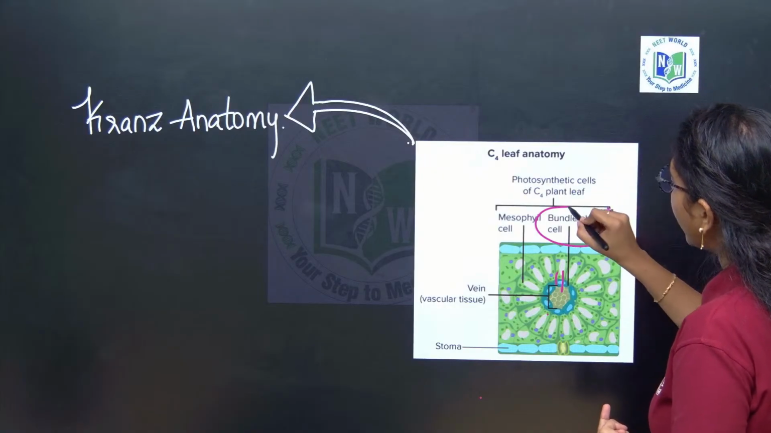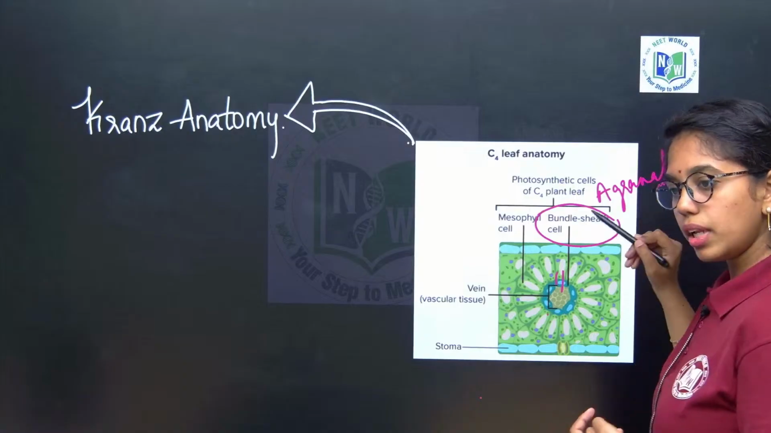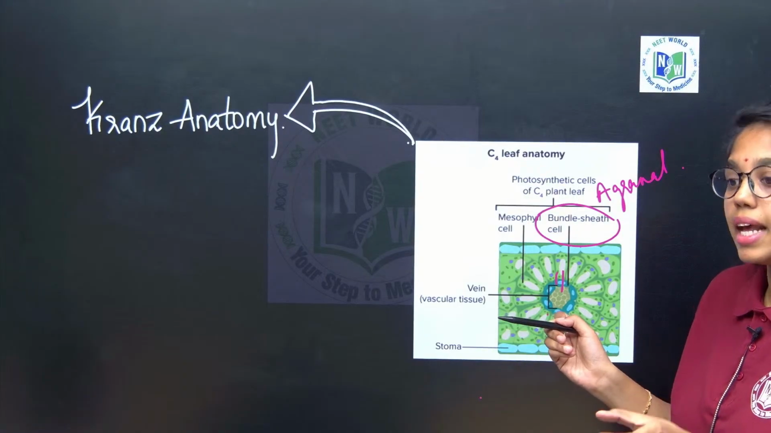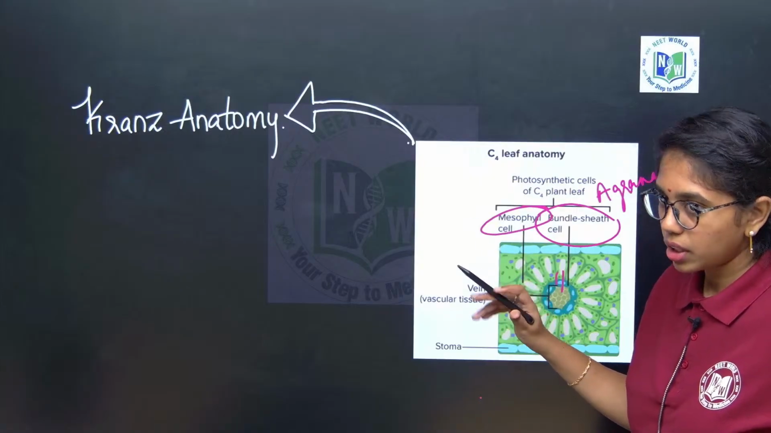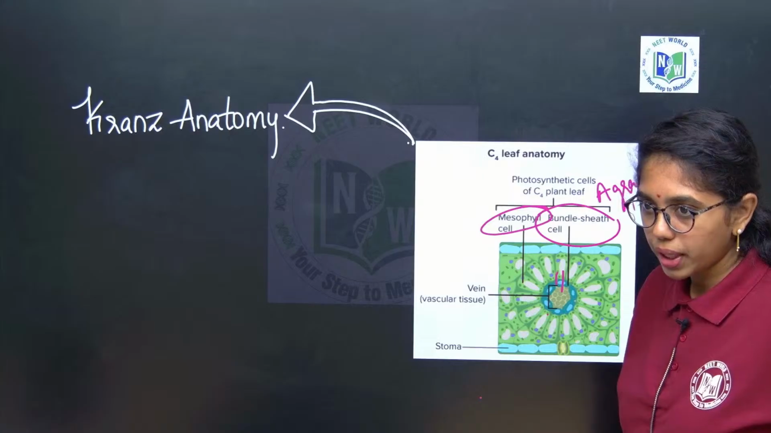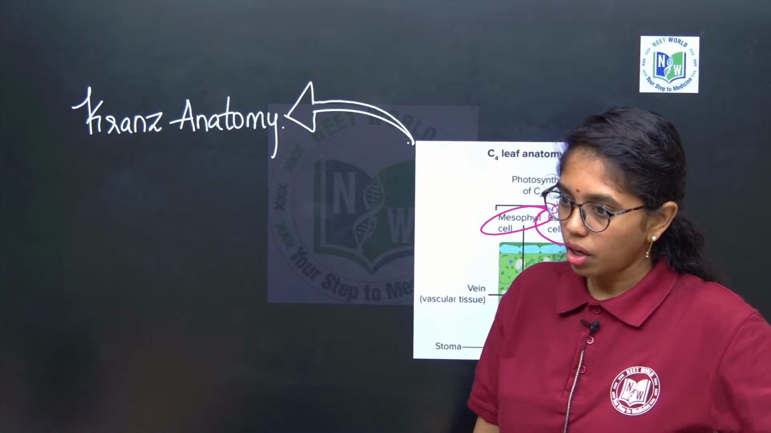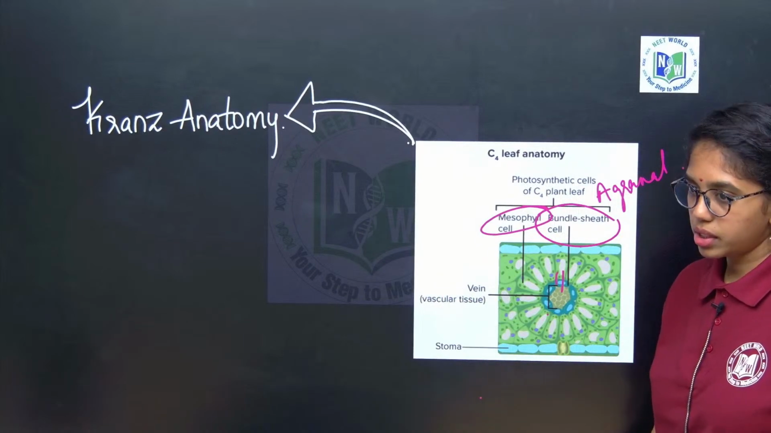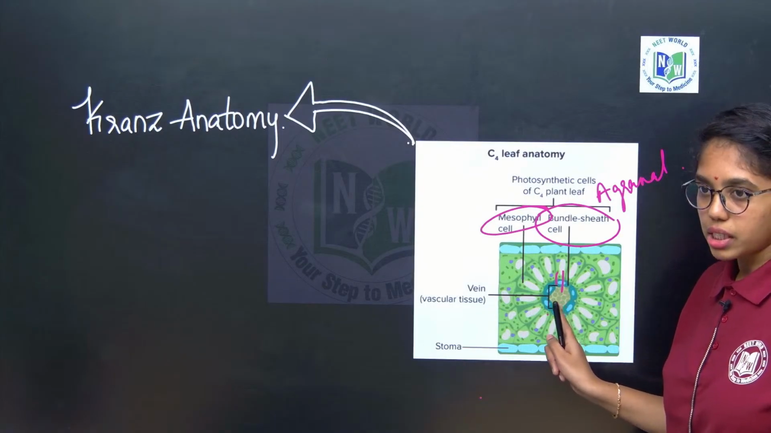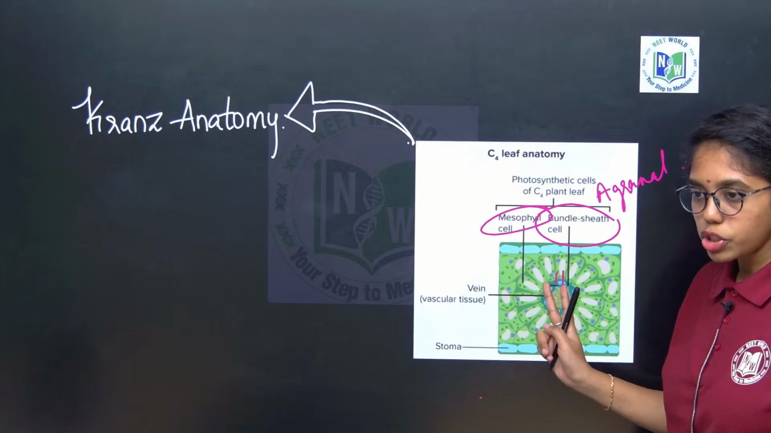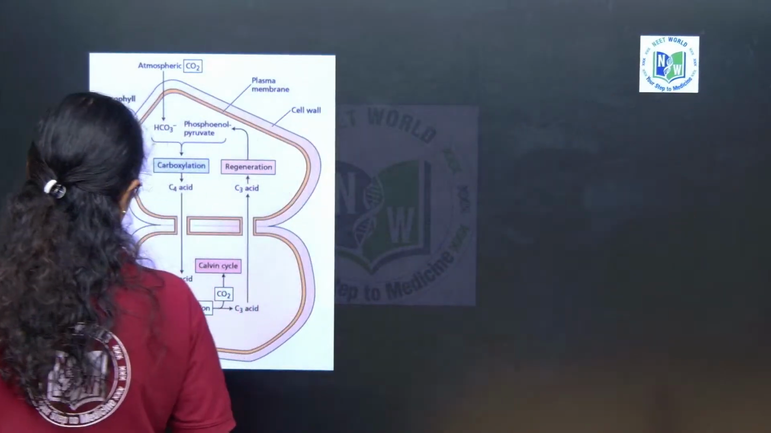Bundle sheath cells will have agranal chloroplast. What chloroplast? Agranal chloroplast. Means they have chlorophyll, everything is there, but grana is not present, only stroma is there and Rubisco is there inside the stroma. And mesophyll cells, they have as usual granal chloroplast. Clear with the Kranz anatomy of C4 plants, that are tropical plants. Few examples of C4 plants: sorghum, sugarcane, maize. All these are examples of what? C4 plants. Around vascular bundles, what are surrounded? Bundle sheath cells, no intercellular spaces. How they are connected to mesophyll cells? By plasmodesmatal connections.